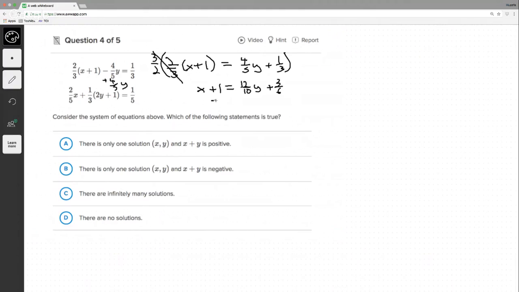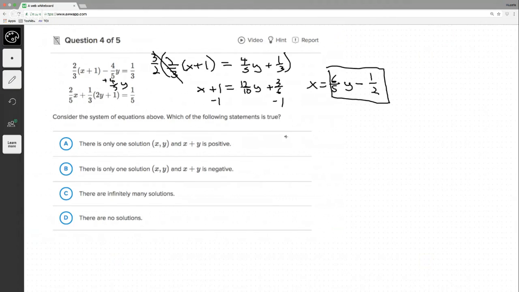And then we minus 1 from both sides. So now x equals, I'm going to change this to 6/5 y. And this is a 1/2 minus 1, which is minus 1/2. Now we can take this, this is what x equals, and plug it into x over here.